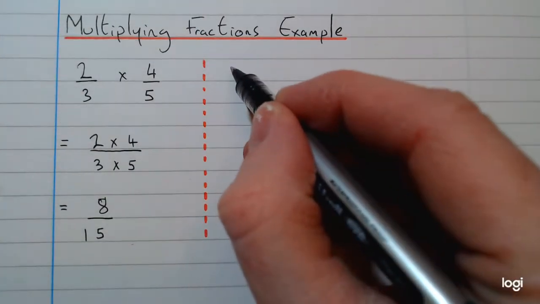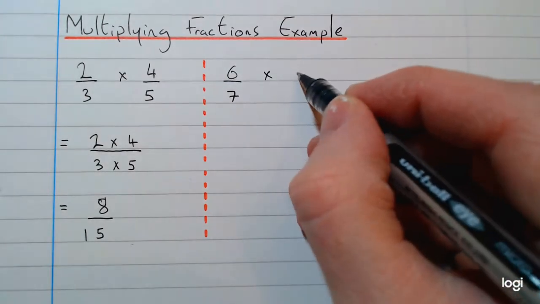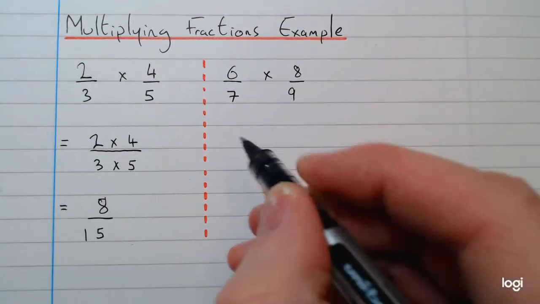And all I've done is multiply those numbers together. 2 times 4 is 8 and 3 times 5 is 15. It doesn't really get any more difficult than that. It's very easy to do.